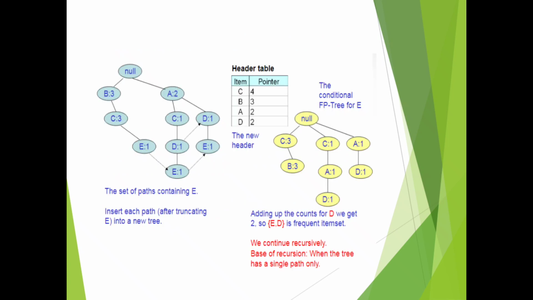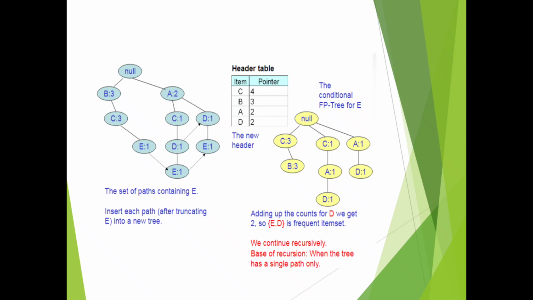Next one, to construct an FP tree for E, this is the blue representation, the set of paths containing E. Insert each path after truncating E into a new tree. That is the header table item pointers. The new tree shows C with count 4, B with 3, A with 2, and D with 2.